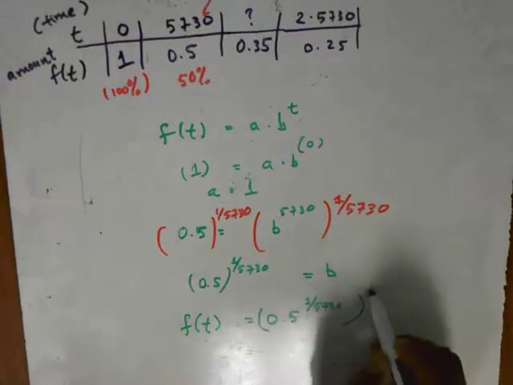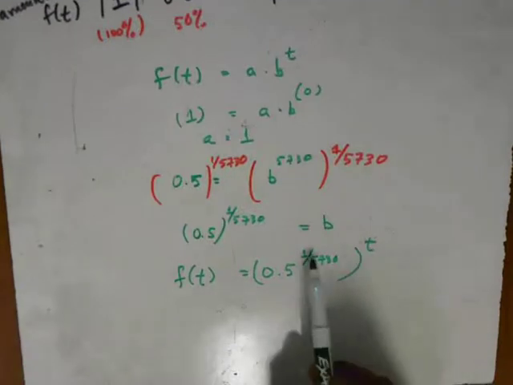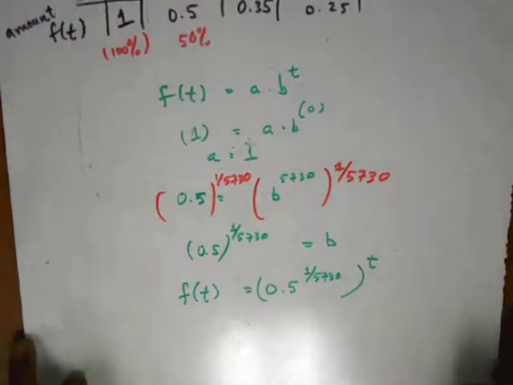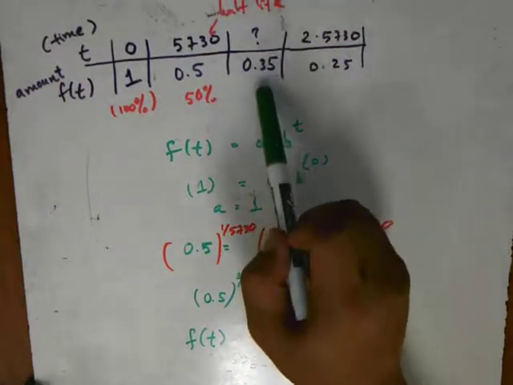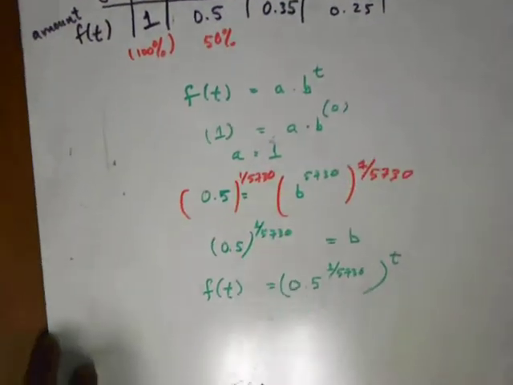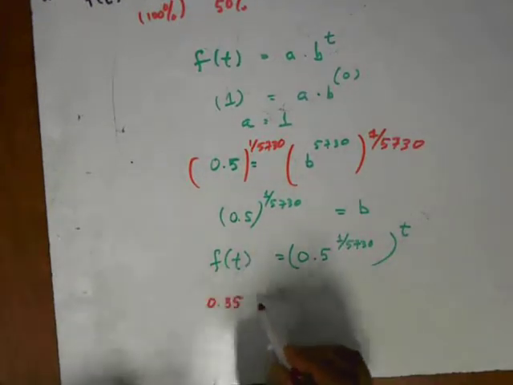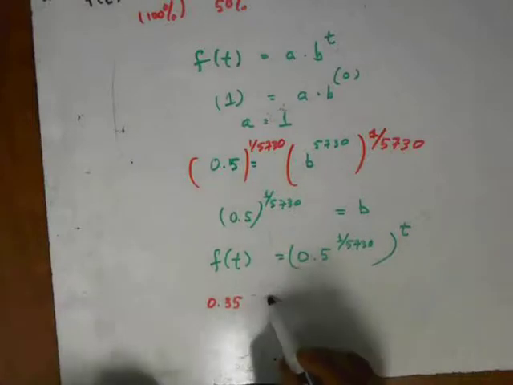So our final function is f of t is equal to 0.5 raised to the 1 over 5730, to the t. And what I could do is multiply this t out here. Either way it works, or just leave it like this. And then I want to solve for the value of t when f of t is 0.35. So when f of t is 0.35, what's this going to be?